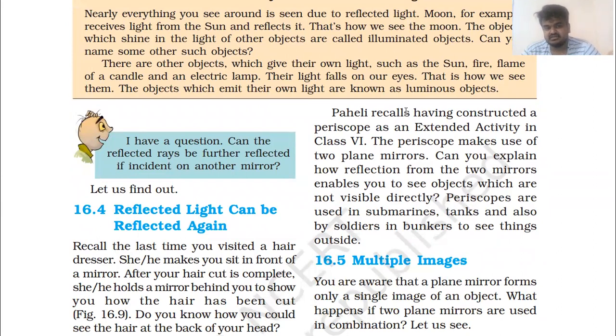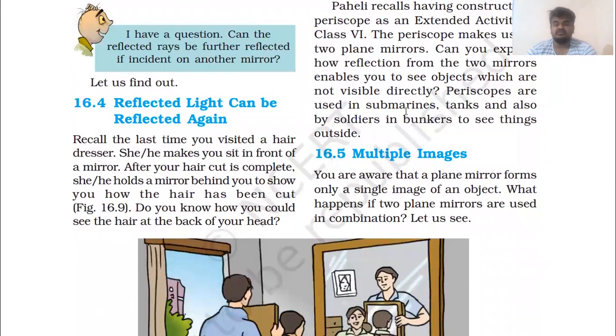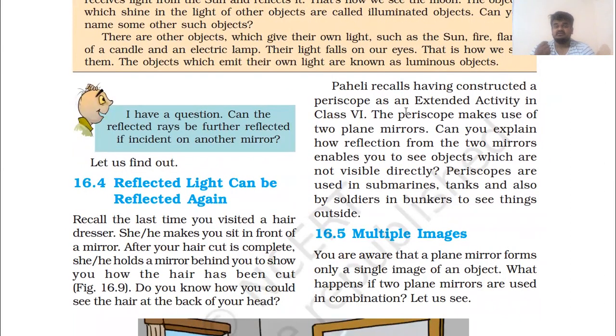Now let's discuss the next topic, 16.4: reflected light can be reflected again. What does this mean? Go back to when you constructed a model of a periscope. In the model of a periscope you can see that light is being reflected again and again. How many times? Two times in the periscope.